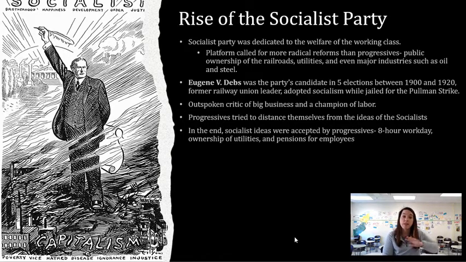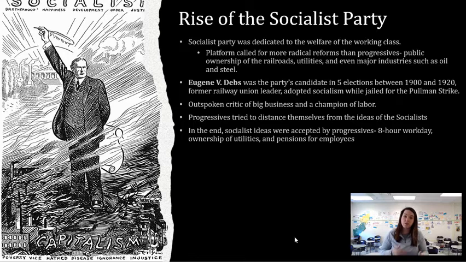Eugene V. Debs, remember, he'd been around since the Pullman strike. He was arrested and jailed. And that was when he really radicalized, because he tried the moderate approach and it didn't work. It ended up with him being arrested and thrown in jail. And so he's going to run for president from jail, by the way. He's going to run 5 times. I don't think he was in jail all of those times. I know that in 1912 he was in jail. And outspoken critic of business. Again, he was radicalized. He believed that he tried the moderate approach and it's not going to work, that there needed to be a radical change, and that was the Socialist Party.